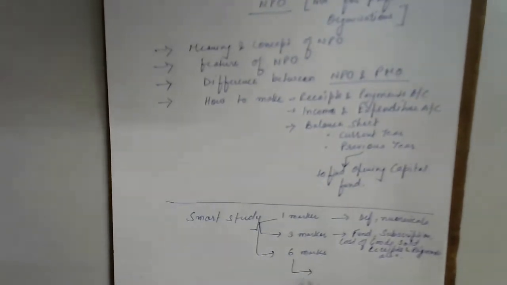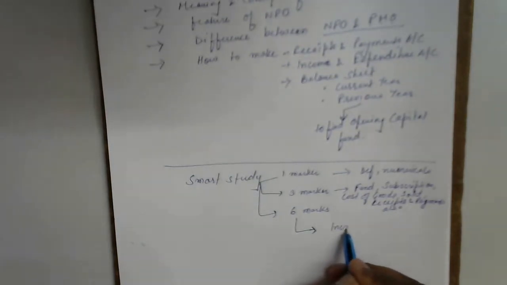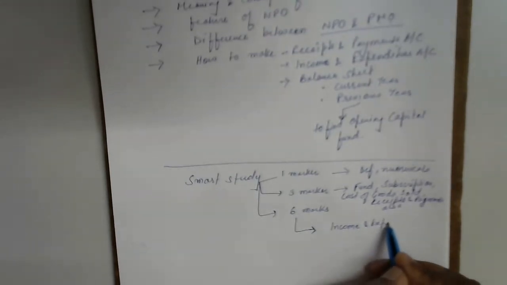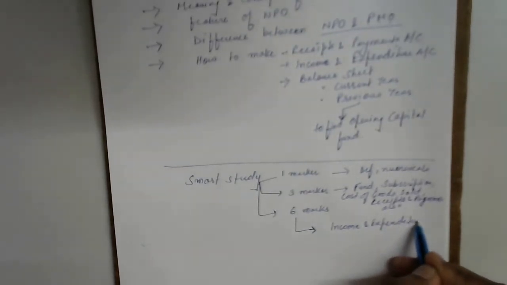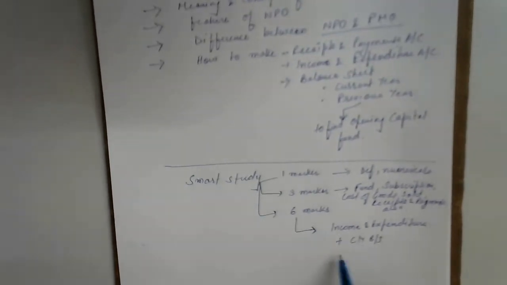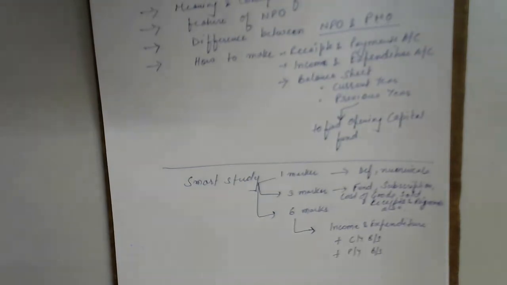And in 6 marks, however, the board pattern is different from what you get in pre-board and in school. In 6 marks you get questions relating to income and expenditure only, but I guess in pre-boards you'll get the current year balance sheet as well as the previous year balance sheet. So I believe this is what we are going to study in smart study.